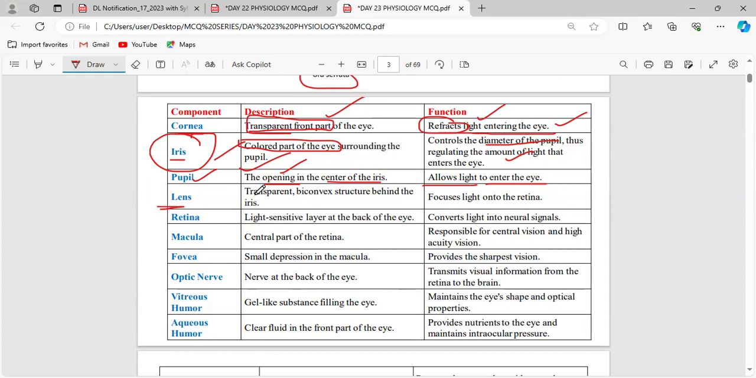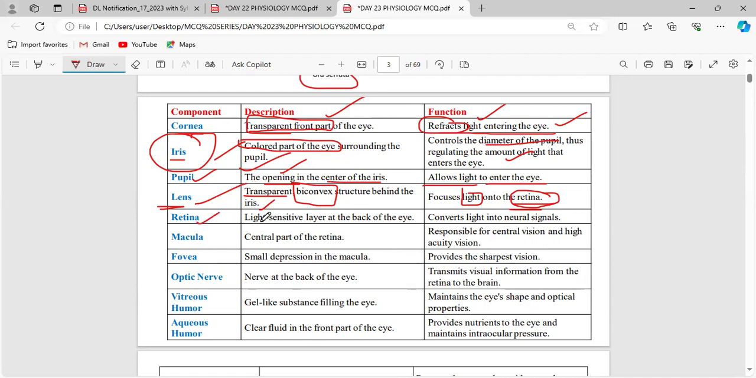The lens is a transparent biconvex structure. It is not concave, it is convex, and it is present behind the iris. Now, what is the function of the lens? It focuses the light onto the retina, the most important structure. Ultimately, the light has to reach the retina, and it passes through the lens.